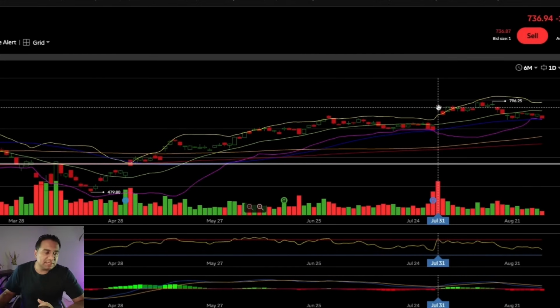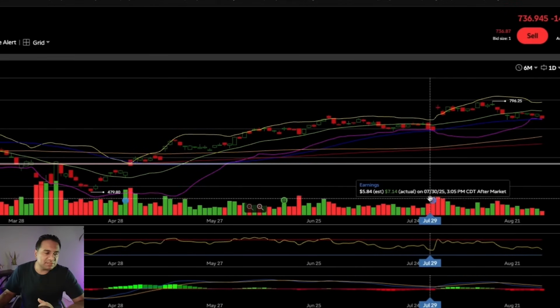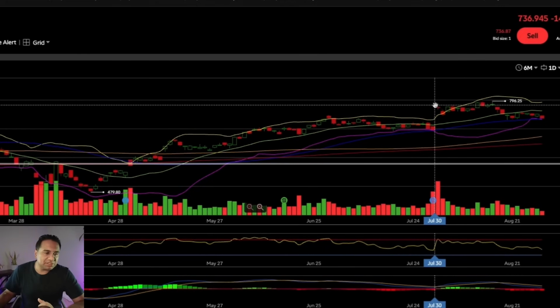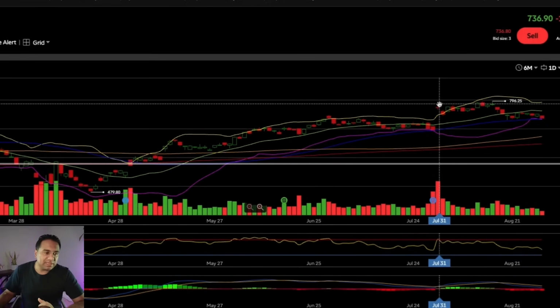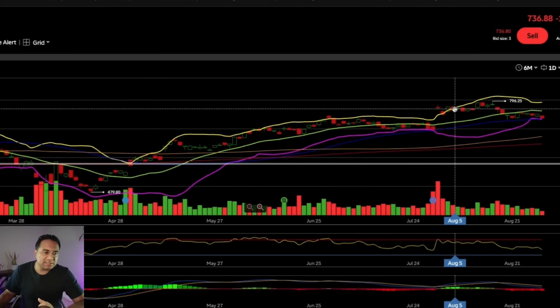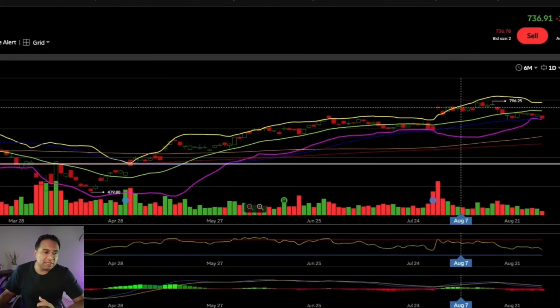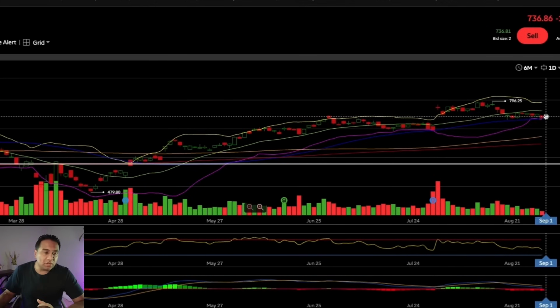If we look at this one instance right here on July 31st, Meta jumped. This is right after earnings, I believe. Yeah, on 7/30, right after earnings, Meta jumped all the way to 782. Obviously that expanded the Bollinger Bands because it went right outside the Bollinger Band. But in the days that followed, it quickly reverted back inside the Bollinger Band. And if you look at where it's trading right now, it's at the bottom of its Bollinger Band.